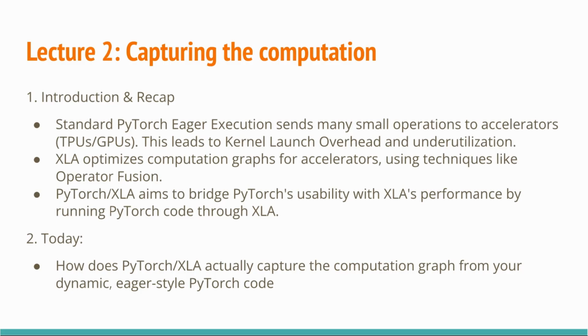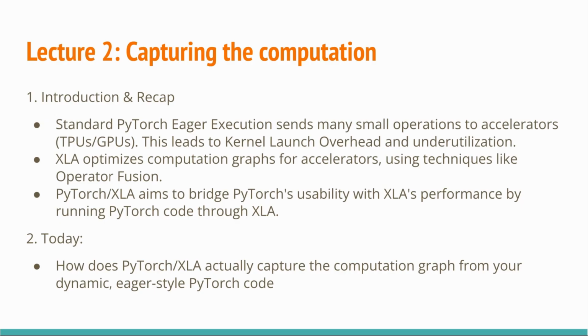Before we jump into today's content, let's take a quick recap of our last lecture. In the last lecture, we talked about standard PyTorch eager execution that sends many small operations to accelerators. The problem is that it launches many small kernels and creates what we call kernel launch overhead, and it underutilizes the accelerators that you have. So XLA optimizes the computation graph for accelerators. PyTorch XLA aims to bridge PyTorch usability with XLA performance by running PyTorch code through XLA.